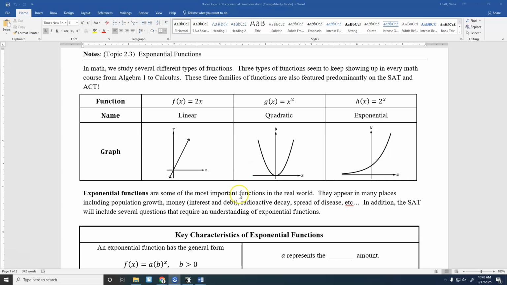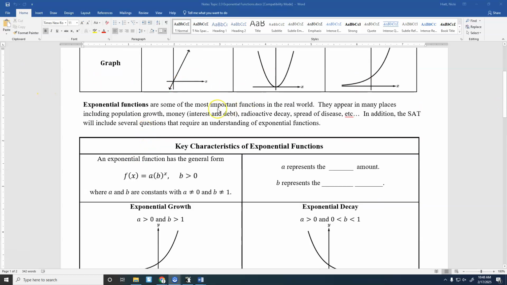Things like he has listed here: population growth, money, interest, and debt, radioactive decay, spread of disease, all kinds of things that can be modeled with exponential functions. These also are some of the main functions that are featured on the SAT or ACT. So they show up a lot there, and I still use them even all the way up to calculus. So they're very important. Exponential is what we're focusing on today.